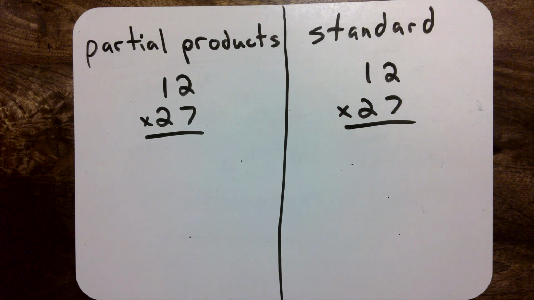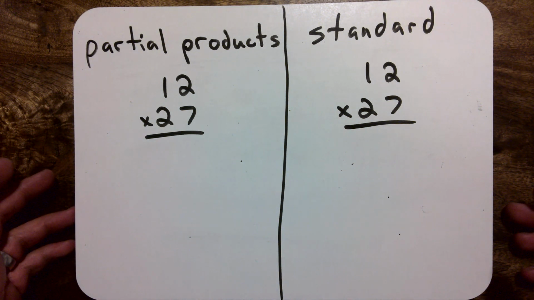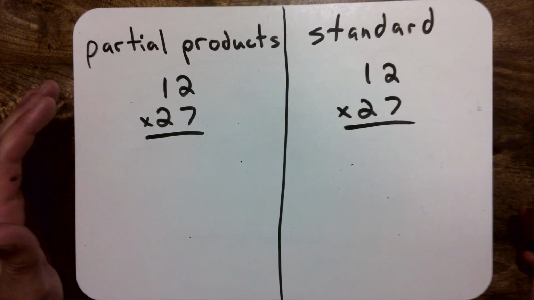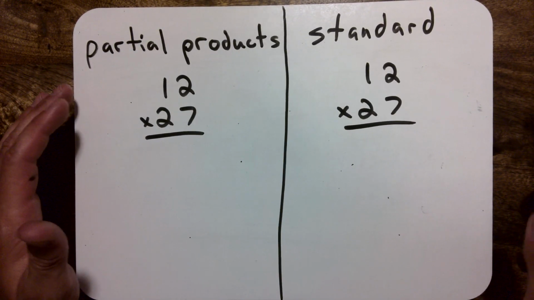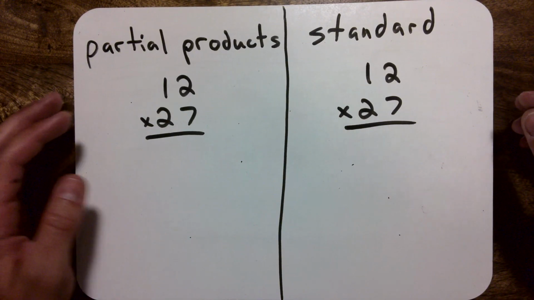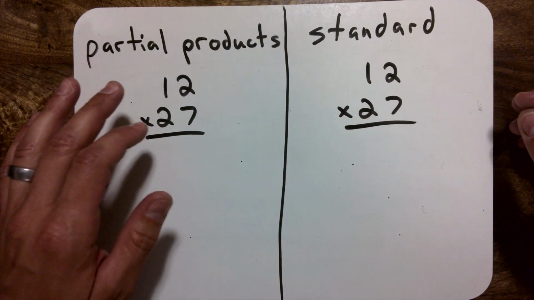In this video, we're going to discuss CRA models for whole number multiplication algorithms. There's two algorithms we're going to talk about. One's going to be the partial products algorithm, and it'll be the standard algorithm that we're probably most familiar with. So we're going to start with the partial products.